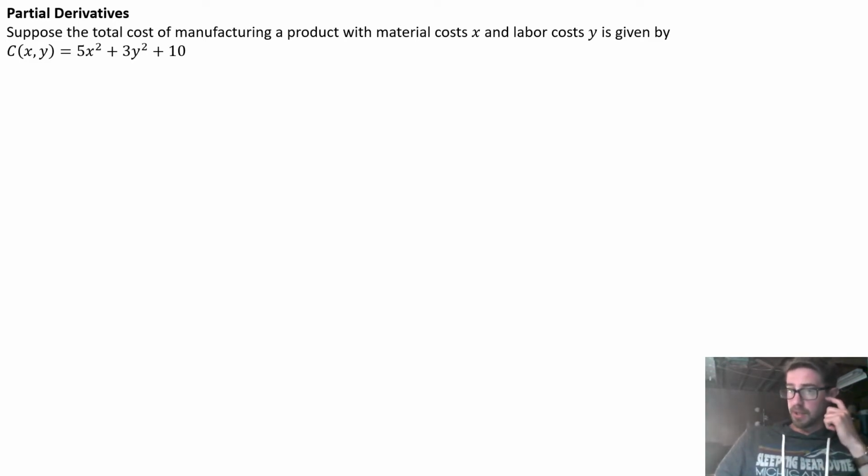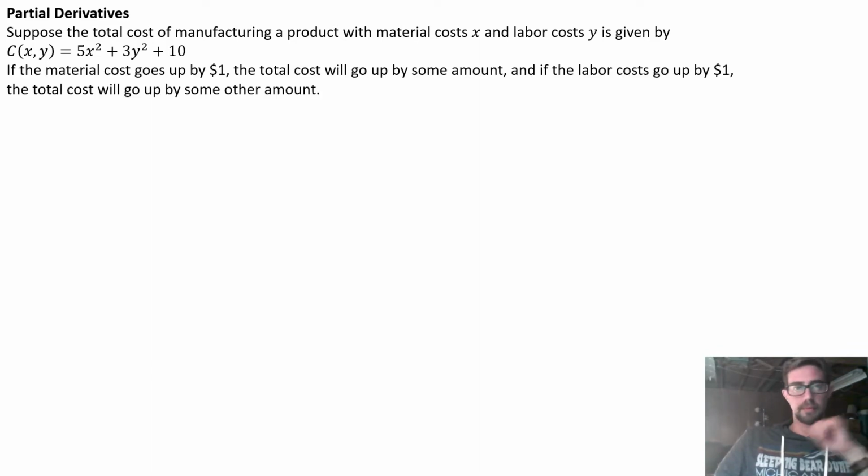So we're interested in the rate of change of the cost of this function with respect to material costs and labor costs. So as one of those things changes, how does the total cost change? If we spend one more dollar on material costs, the total cost will go up by some amount. And if we spend one more dollar on labor costs, the total cost will go up by some other amount. That amount is the rate of change of cost. It's a derivative.